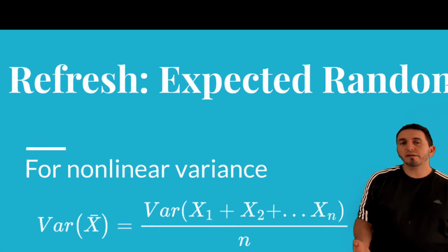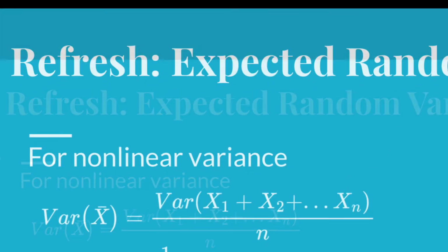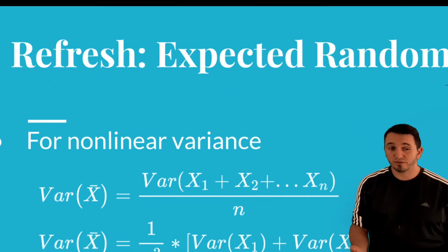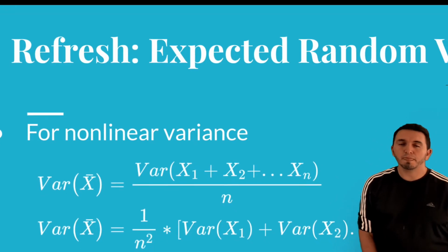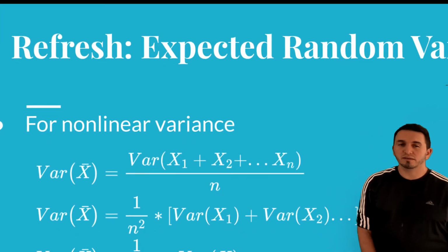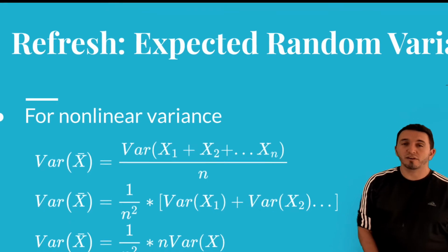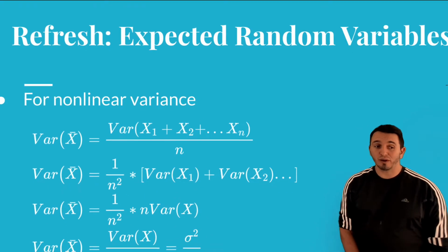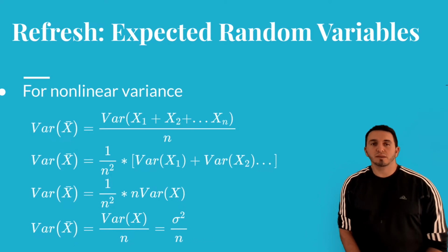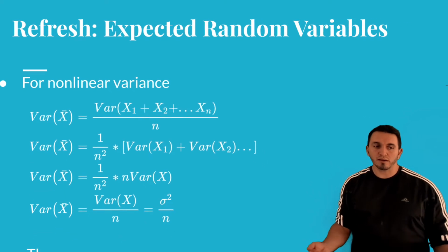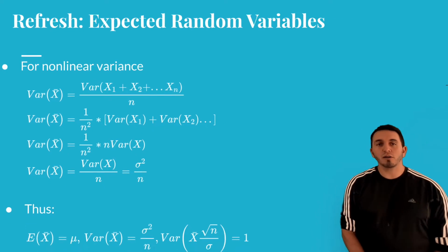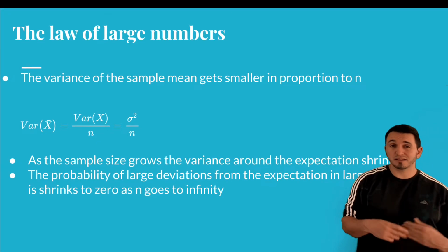However, what's the variance of the sample mean? The variance of x1 plus x2 plus x3 divided by n, and of course we know because variance is non-linear, we have to factor out not an n, but an n squared. We're going to be left with a variance of x over n, or we can represent that as sigma squared over n, which means that the variance gets smaller. It implies the law of large numbers.